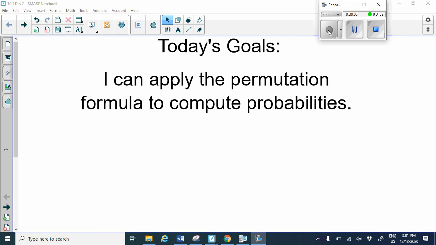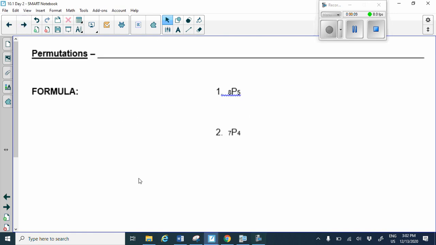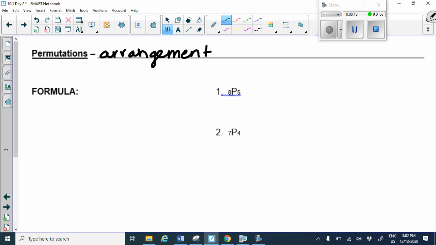We're now going to talk about permutations. Okay, so what is a permutation? Well, let's go ahead and talk about that. So basically a permutation is the arrangement of objects in which order is important.